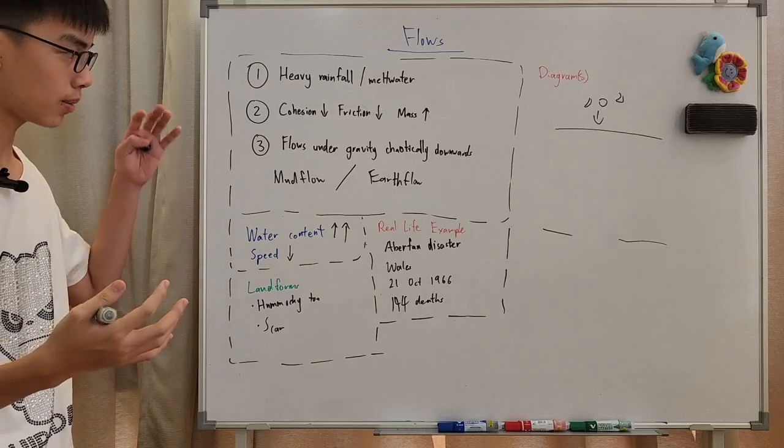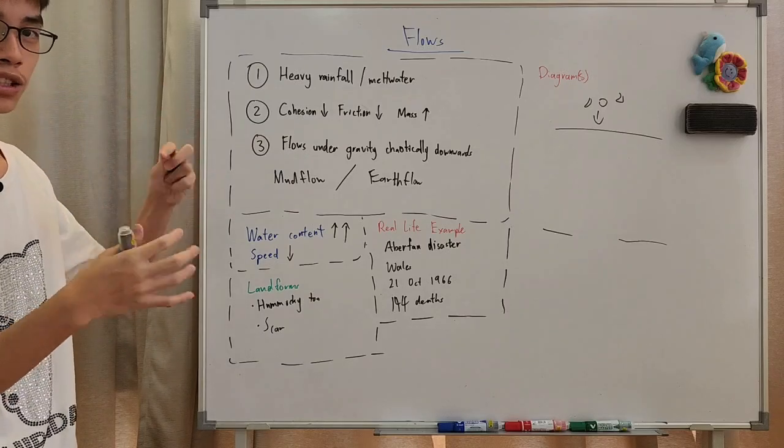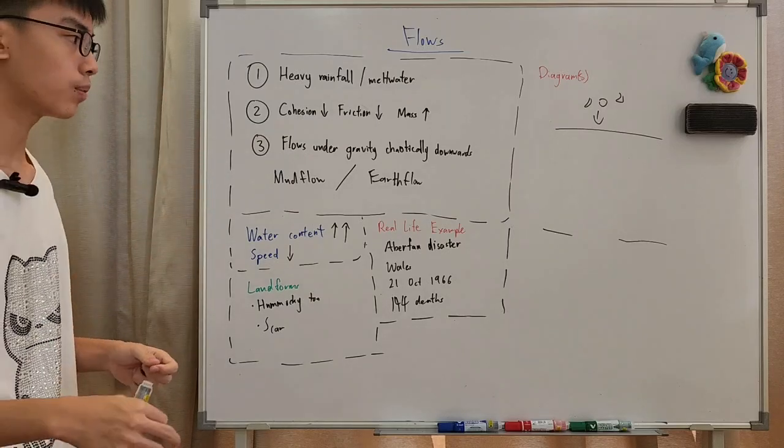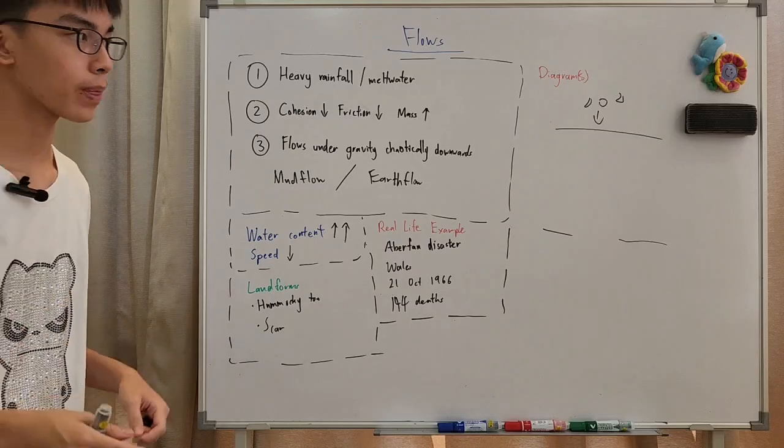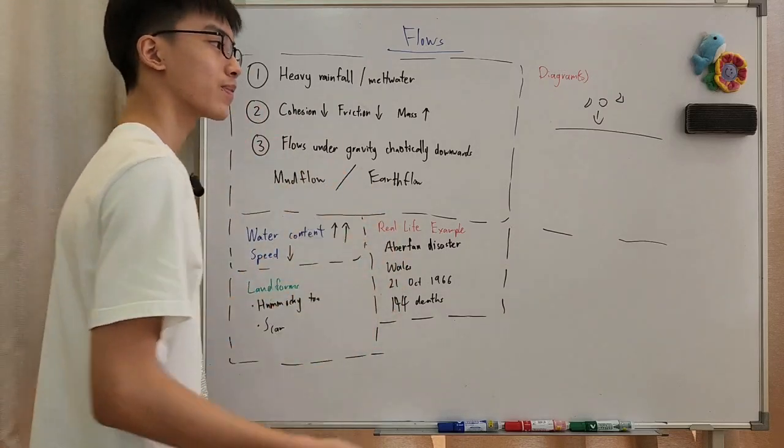And this causes your mass to move under the influence of gravity, and it's kind of moving chaotically like water, so it's like flowing out. That's why it's a flow.